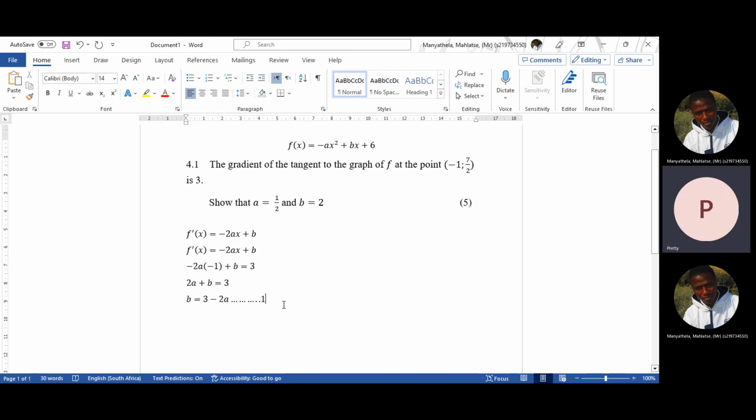Okay, fine. Let's go to the other part. Remember, when x equal to -1, the value of y is 7 over 2. So let's replace x by -1 in the original equation. Where we see x, we put -1.